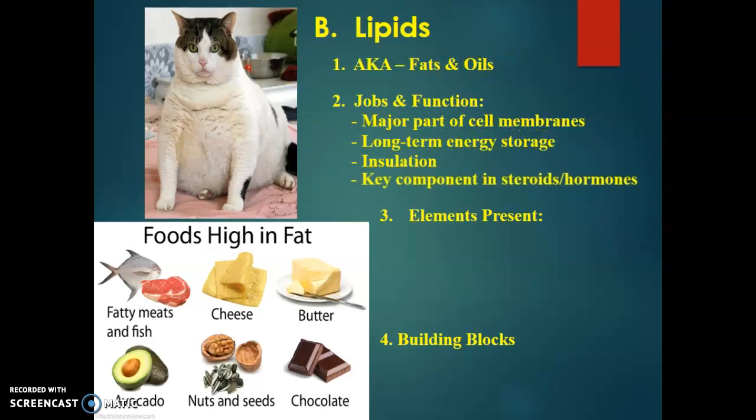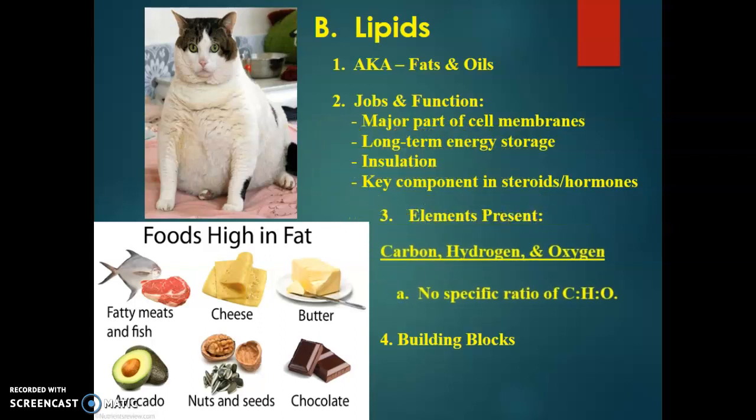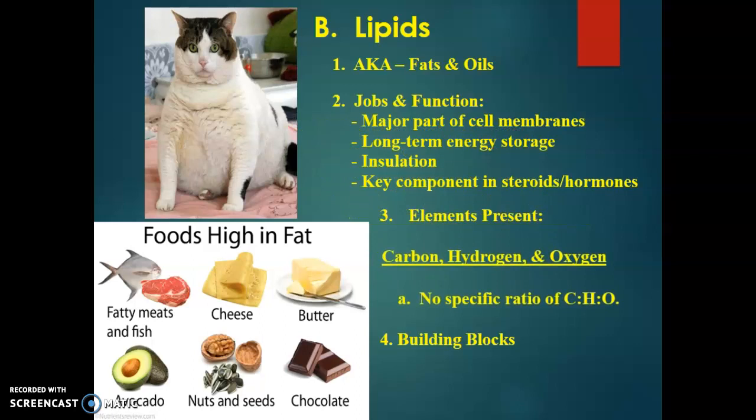And finally, it is also a key component in what we refer to as steroids and hormones. We've already discussed the importance of some hormones such as testosterone and estrogen in previous videos. Now for the elements present, we already know these. It's going to be your CHO. But there will be no ratio this time for lipids whatsoever. You're not going to see a 1 to 2 to 1 ratio like you saw in carbs. You can have any number of atoms between carbon, hydrogen, and oxygen this time around.